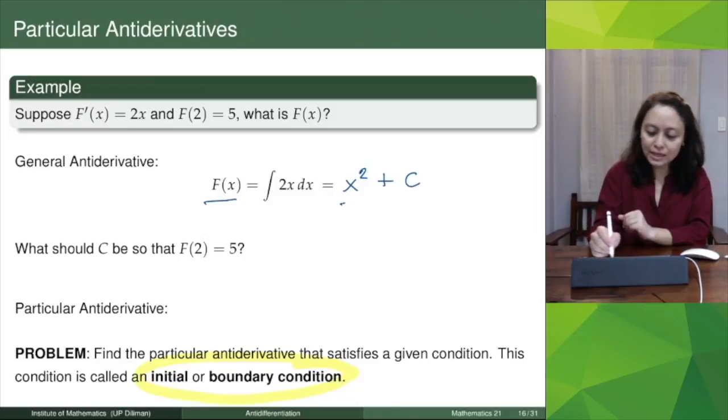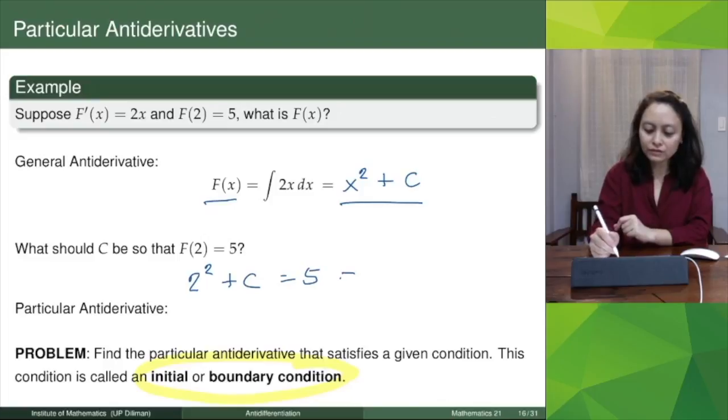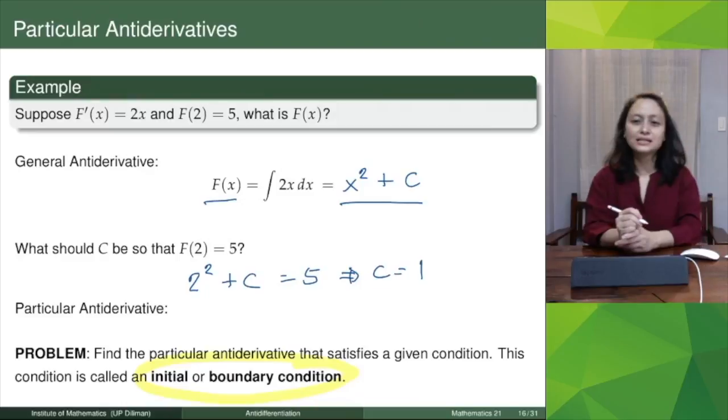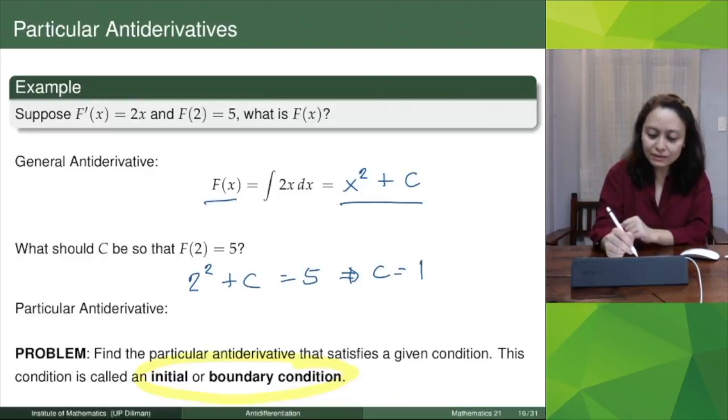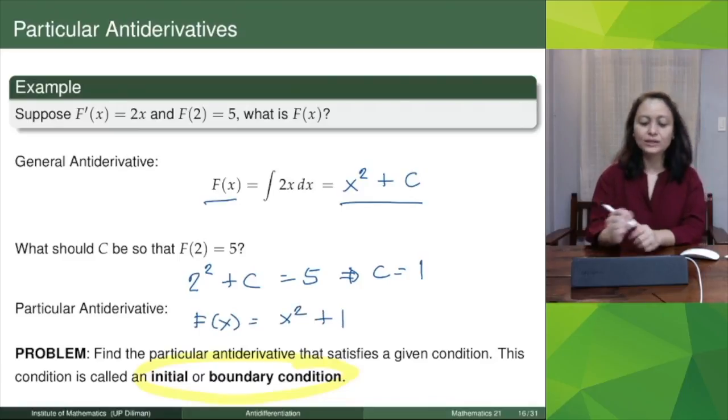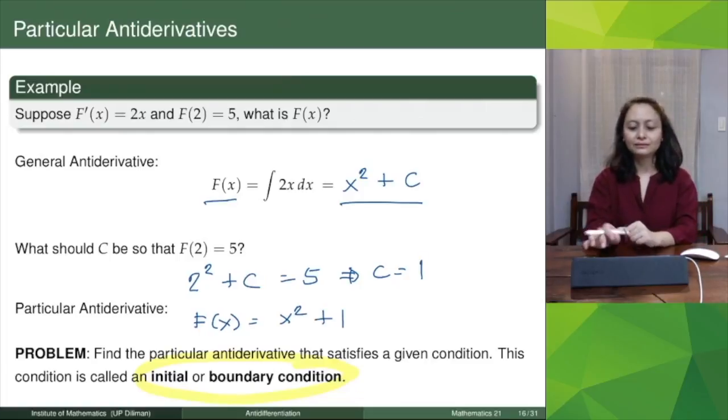So when you say f of 2, let's just replace x by 2. So you have 2 squared plus c is equal to 5. Okay, solving for c. So 5 minus 4, c is equal to 1. Therefore, our particular antiderivative, f of x, is x squared plus the constant, which is 1. Okay?